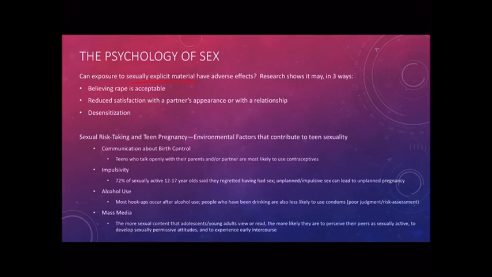Alcohol use. Most hookups occur after alcohol use, so people who have been drinking are also less likely to use condoms because they have poor judgment and poor risk assessment. So the use of alcohol factors into impulsivity, which then contributes to sexual risk-taking. And then lastly, mass media. The more sexual content that adolescents or young adults view or read, the more likely they are to perceive their peers as being sexually active, to develop sexually permissive attitudes, and to have sex earlier than others.